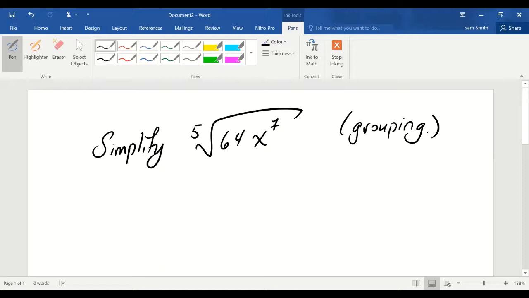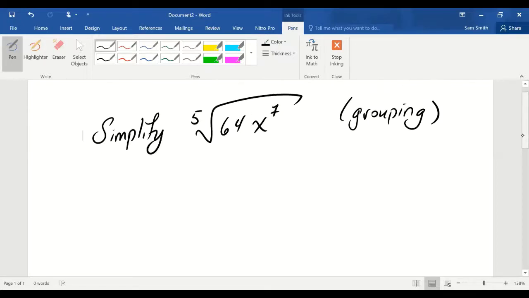Now, when you're simplifying an nth root, the goal is to move as many factors inside the root to the outside of the root as possible. And so let us try that here. Move as many factors inside the root to the outside of the root as possible.